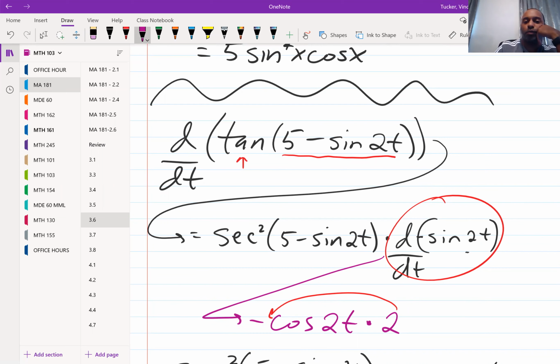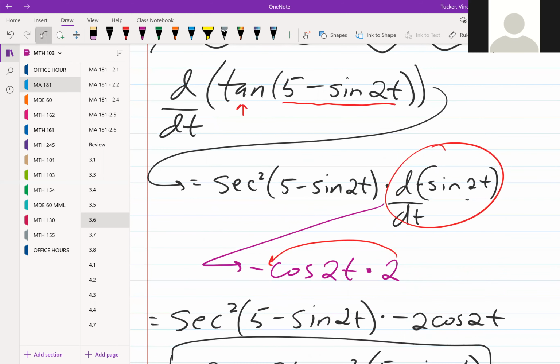All right. So then we're looking at the derivative of this inside here. Now the derivative of 5 is just 0. Remember, the derivative of any constant is 0. So really we're just looking at the derivative of negative sine 2t. And like I mentioned, you have sine of 2t. So that means you have to take the derivative of sine and you have to take the derivative of 2t.